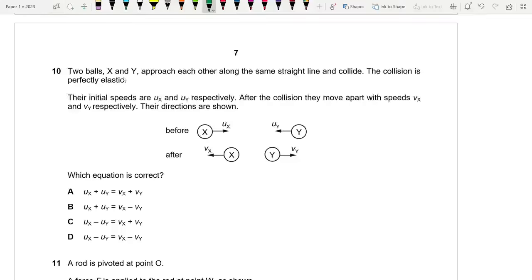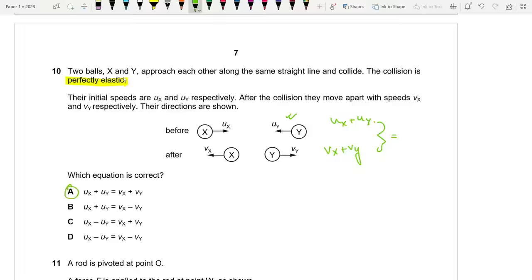So the relative speed of approach must be equal to the relative speed of separation, because the collision is perfectly elastic, which means that momentum is conserved as well as kinetic energy. When two objects approach each other, what is the formula for relative speed of approach? It is ux plus uy. And when two objects go away from each other, the relative speed of separation is also vx plus vy. So these two values must be equal: ux plus uy is equal to vx plus vy.